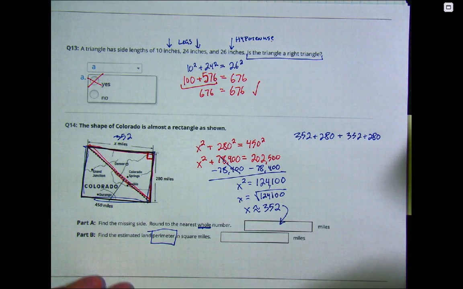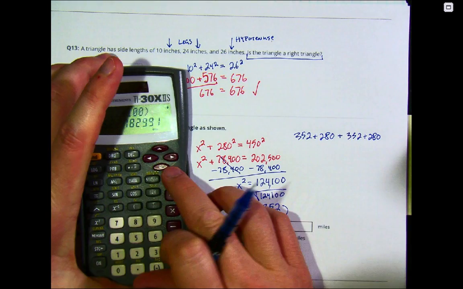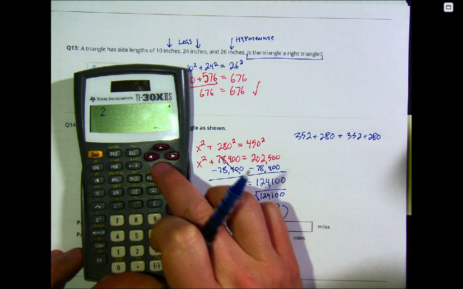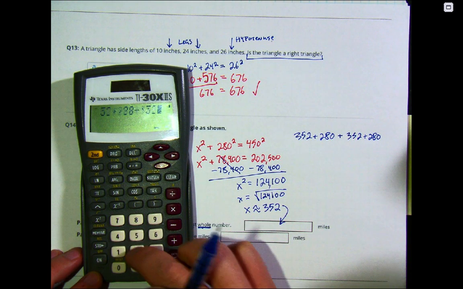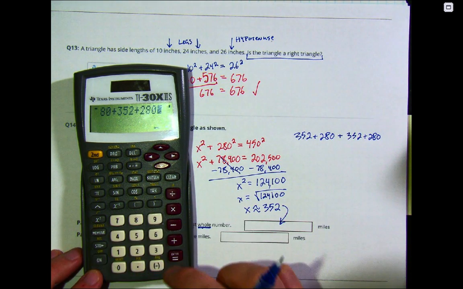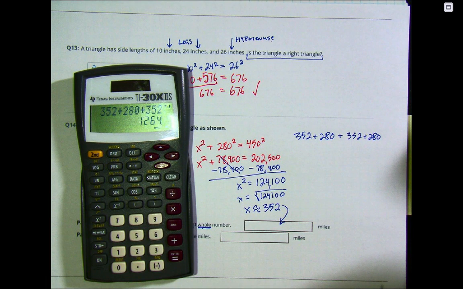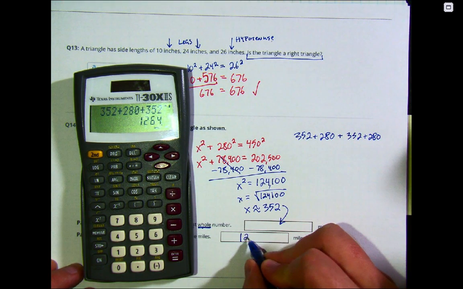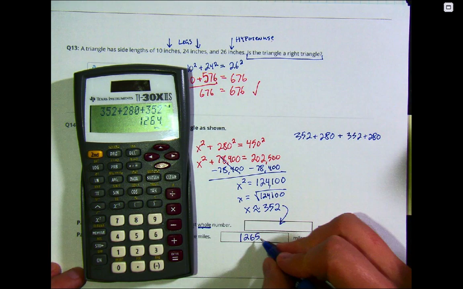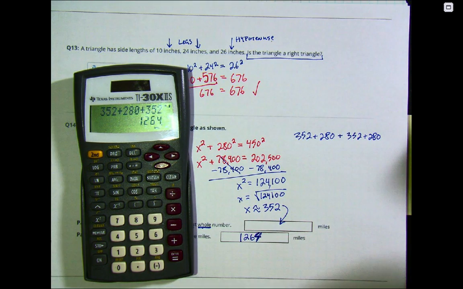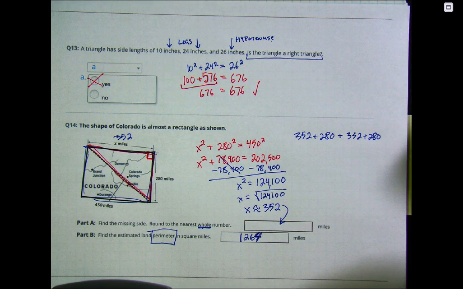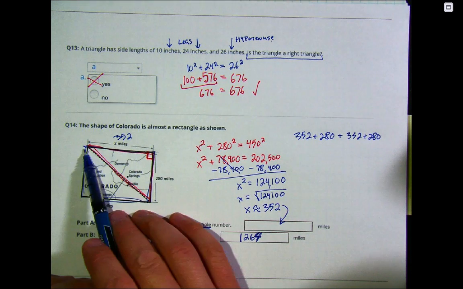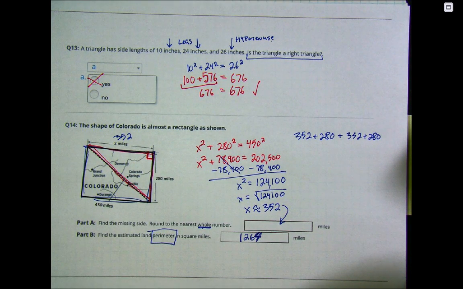And we'll let our calculator help us out on that one. 352 plus 280 plus 352 plus 280. Hopefully I didn't hit any wrong buttons. 1,264. So if you drove around the edge of Colorado, you would drive over 1,200 miles. That'd be a long trip. And you definitely have to drive through some mountains. But that would be your end result.